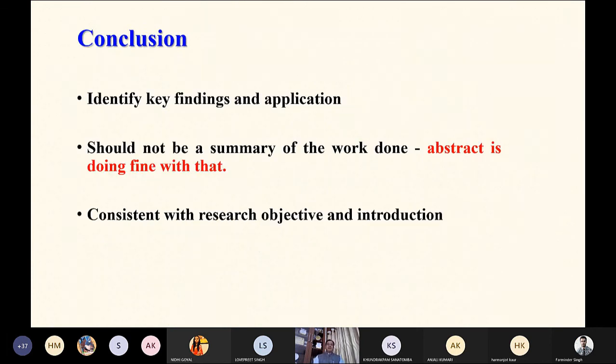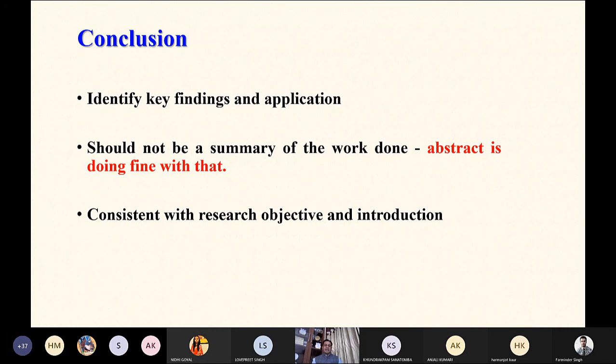Now the second last section of the research manuscript is the conclusion. Normally I have seen that a few scholars and researchers include more or less the same information in both the abstract and the conclusion. But I would suggest that the conclusion must indicate only the key findings along with the implication of the study.